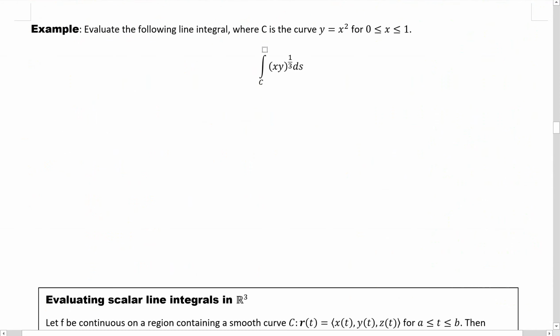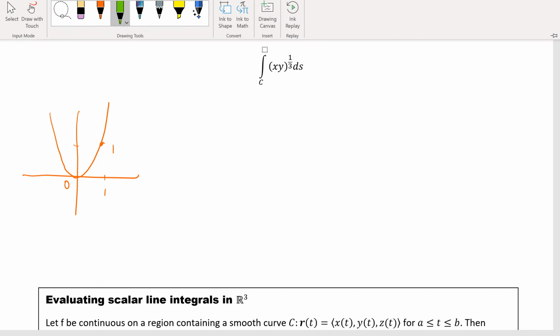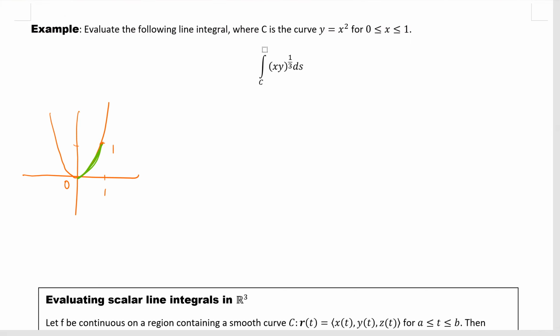Next example. Evaluate the following line integral where c is the curve y equals x squared for 0 less than or equal to x less than or equal to 1. So first, if we're able to draw the function, then draw it. So what is this guy on the xy plane? Y equals x squared, the parabola, right? And x from 0 to 1. Okay? So this is the portion that we're interested in.